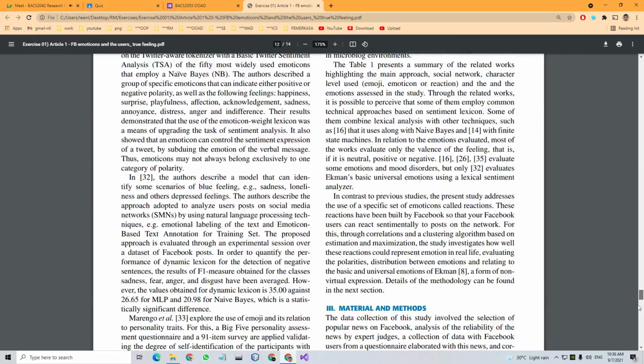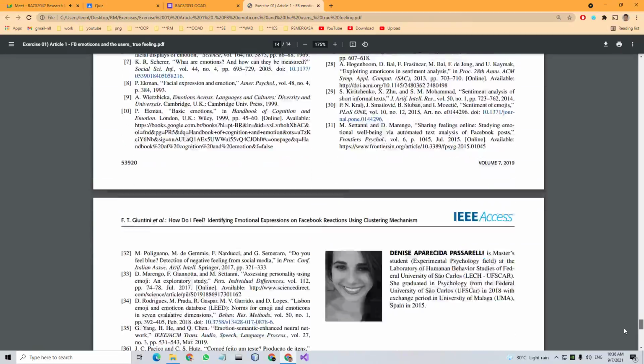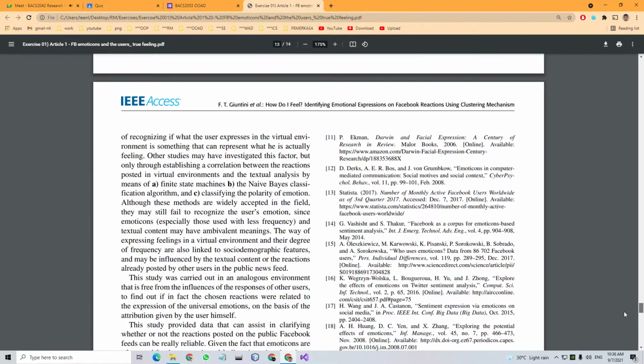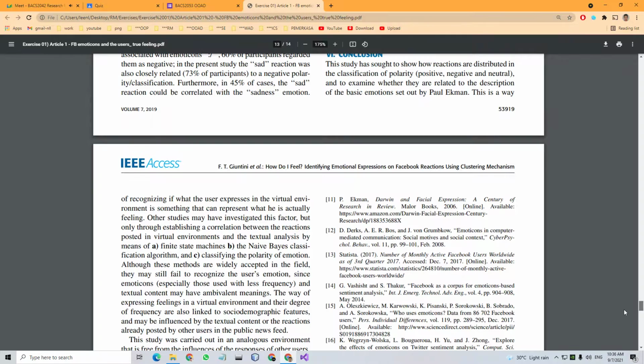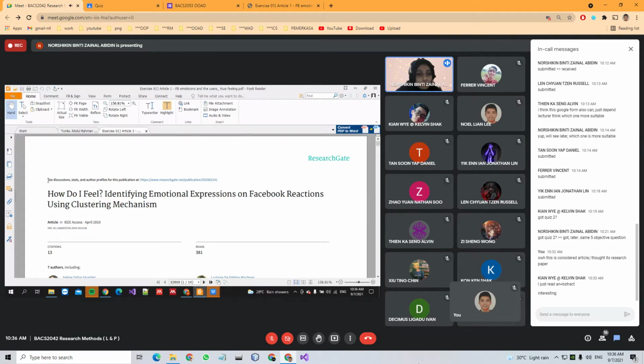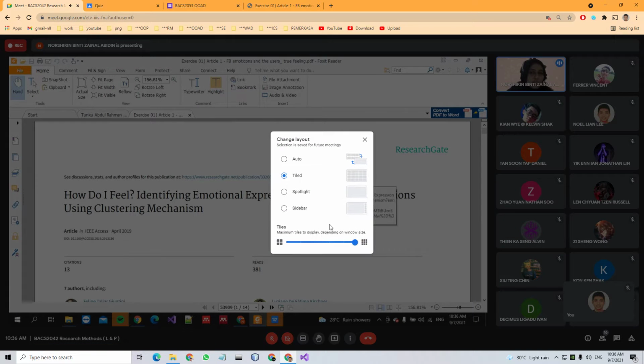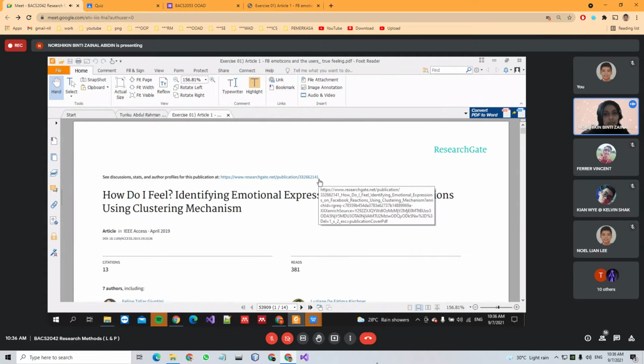Okay, so as you can see here in this article, usually for a published article, on the top of the first page, they will state where you can find this paper. But for some papers that you read or search for later, sometimes they don't have this part. But for this particular article, they have this part.